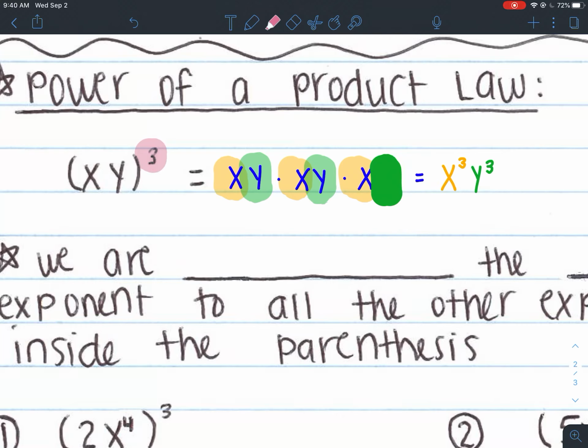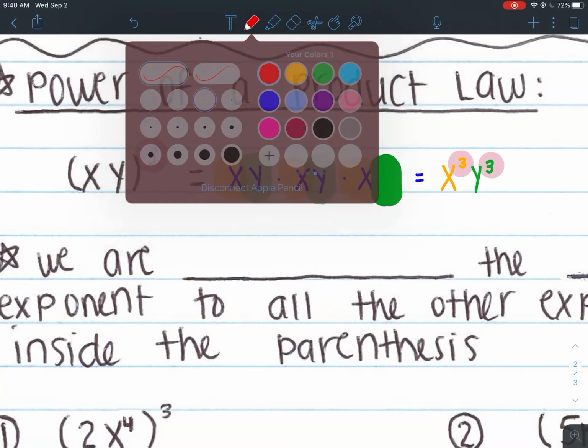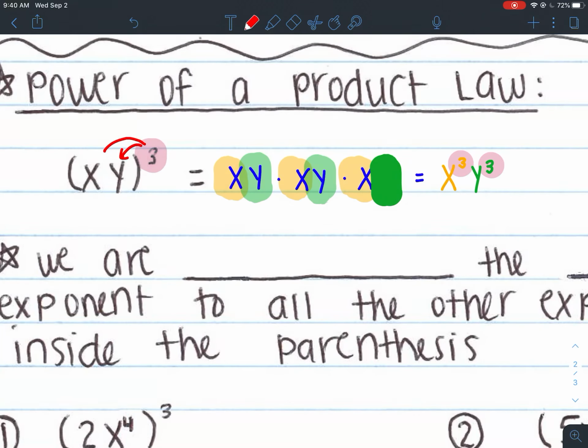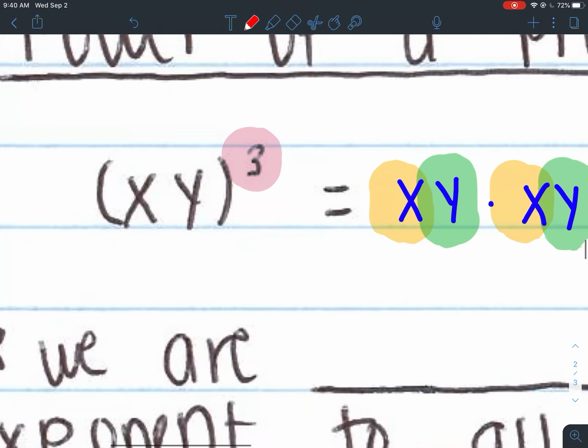So I started with a 3 on the outside of the parentheses, and then I end up with a 3 on each variable over here. So what does it look like just happened? It looks like I distributed that 3 in, correct? Now, distributing means you're multiplying, right? So what's the exponent on the x and the y here if they don't write it?